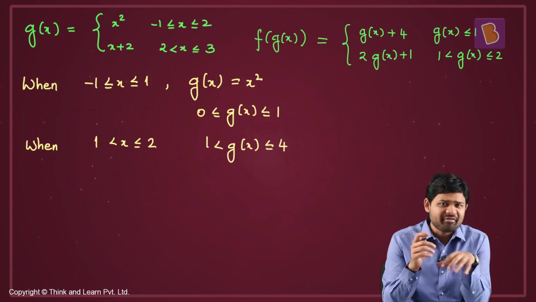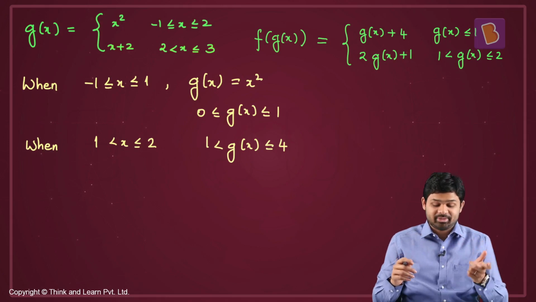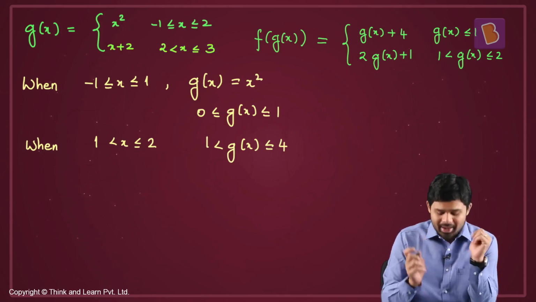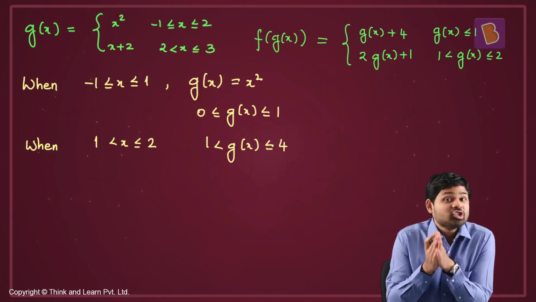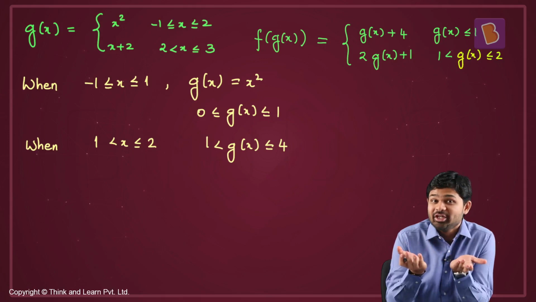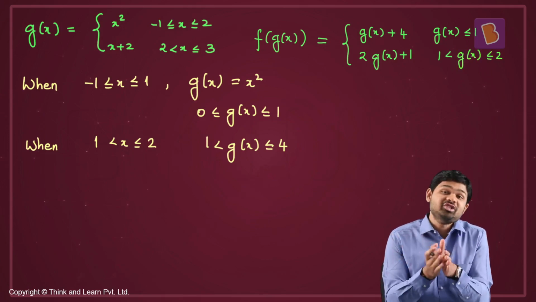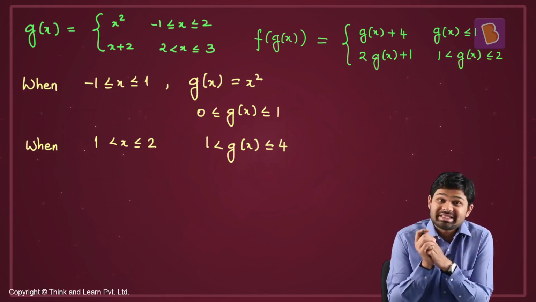Now, there is another definition of g of x which is given when x is between 2 and 3. The value of g of x is x plus 2. So, if x is 2, g of x is going to be 4. But let's have a look at f of g of x again. Now, f of g of x is not defined if g of x is greater than 2. The domain of f of g of x cannot be there when g of x is greater than 2. So we are not going to consider any case where g of x is greater than 2.